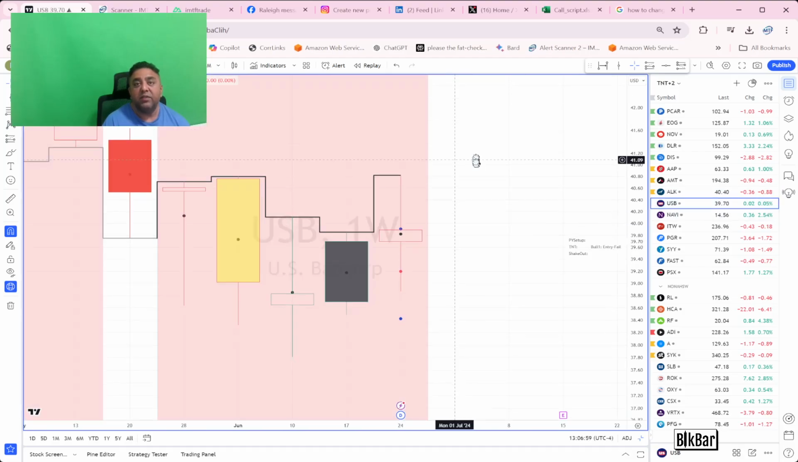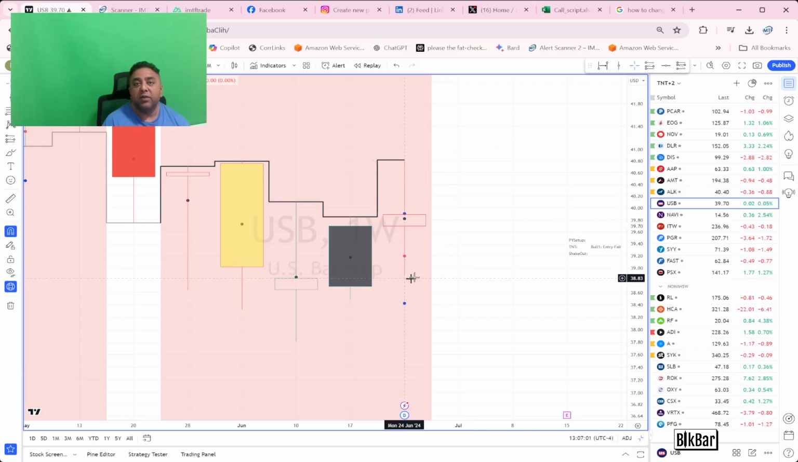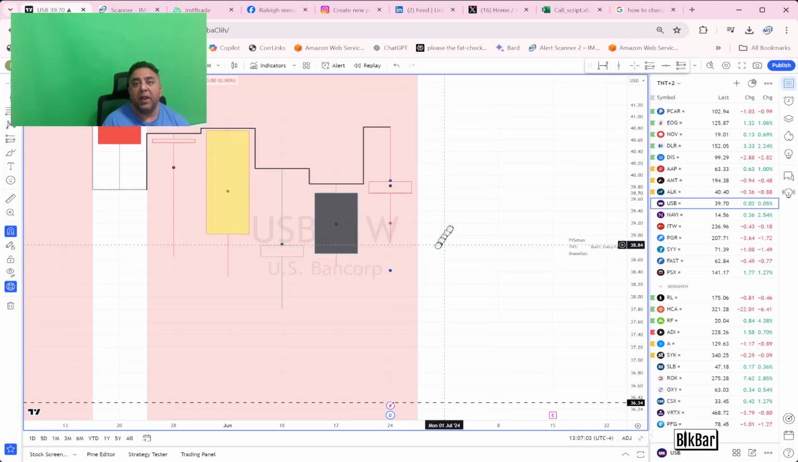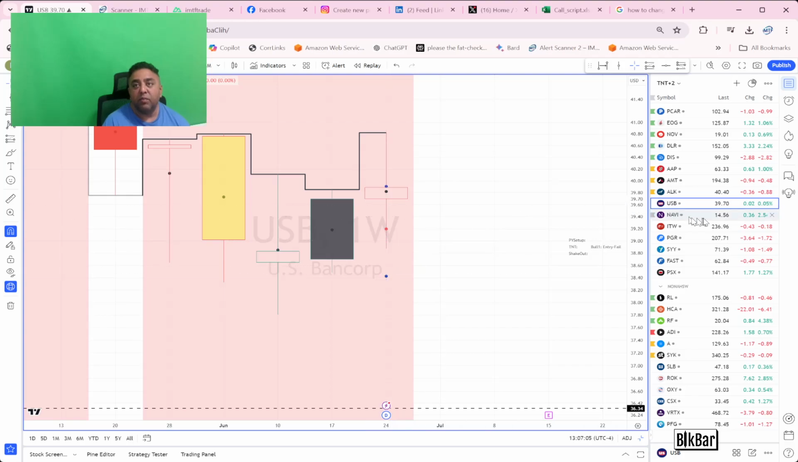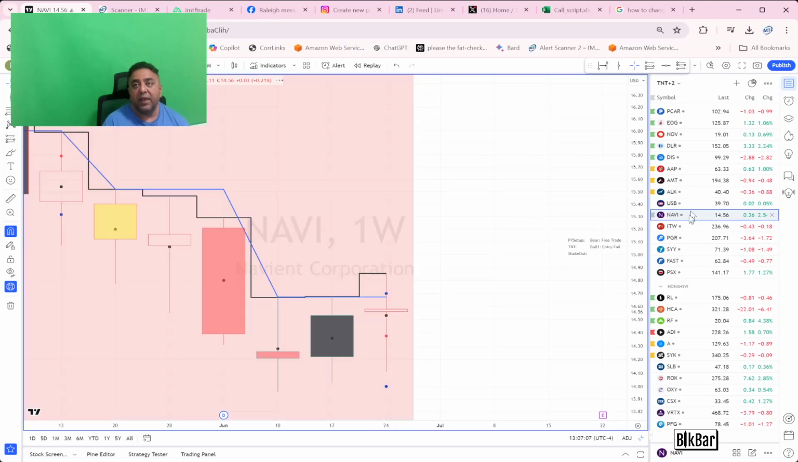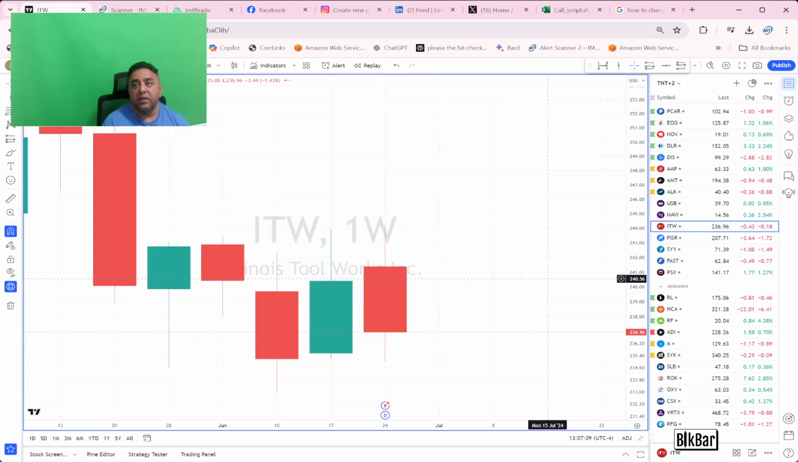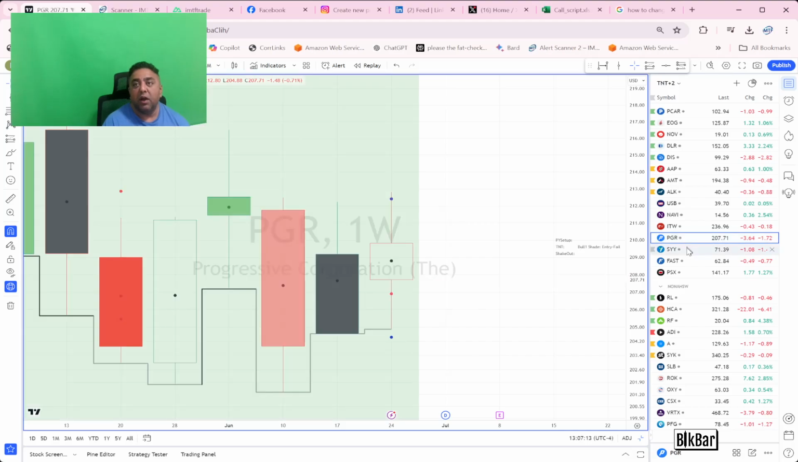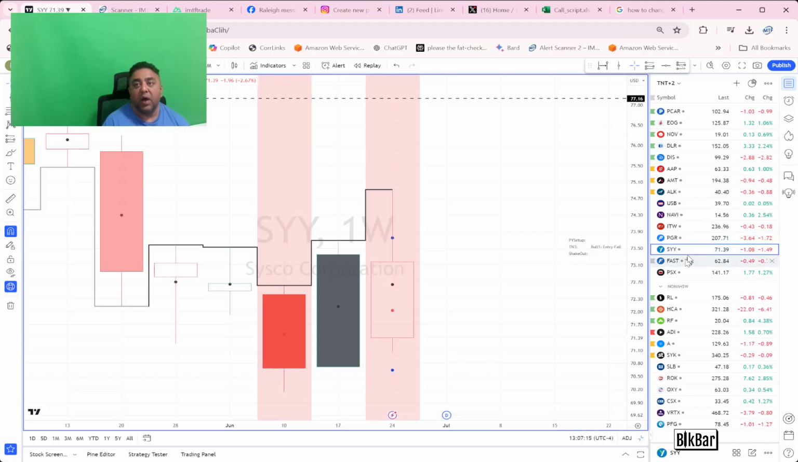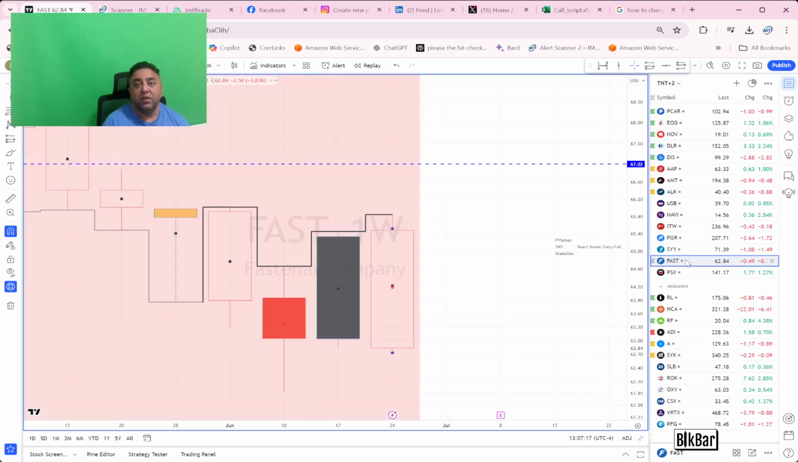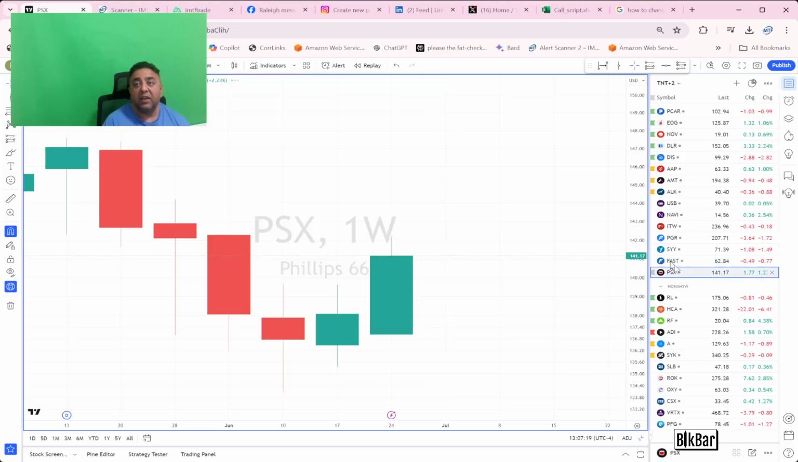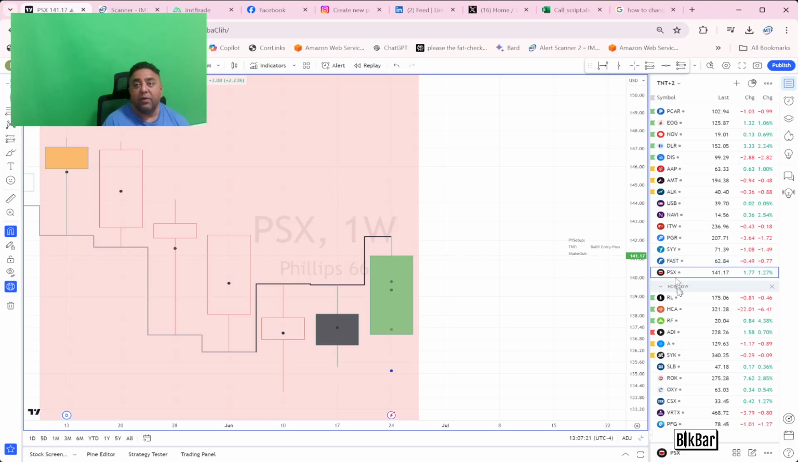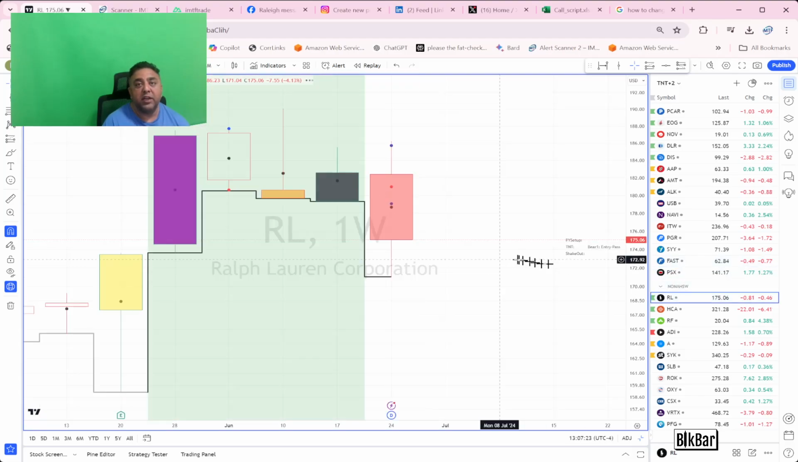These are trades that did not trigger. This is a red background, so we're betting on it going down. It never hit the blue dot. NAVI never entered. ITW never entered. PGR never entered. SYY never entered. FAST never entered. PSX never entered.